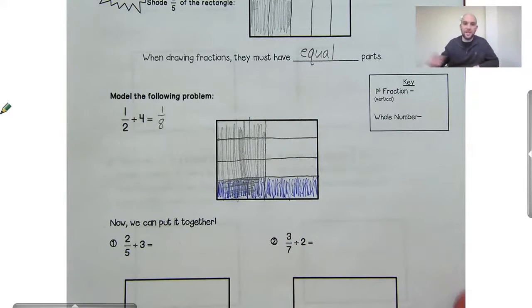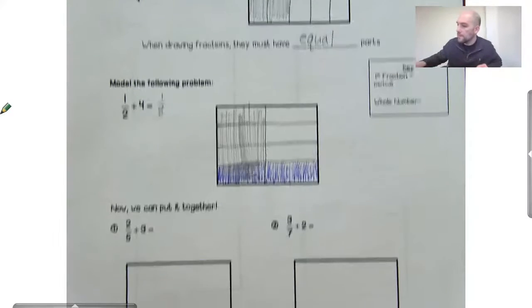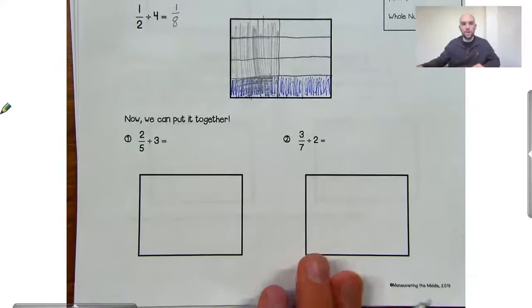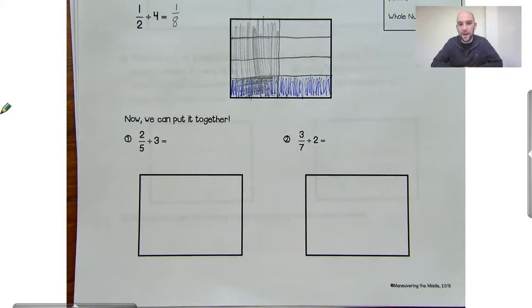And as we're going to see, 1/2 divided by 4 is really the same as 1/2 times 1/4. If we divide by 4, we really are multiplying by 1/4. It'll look exactly the same. We'll explain why that is in a little bit. For now, let's move on to 2/5 divided by 3.